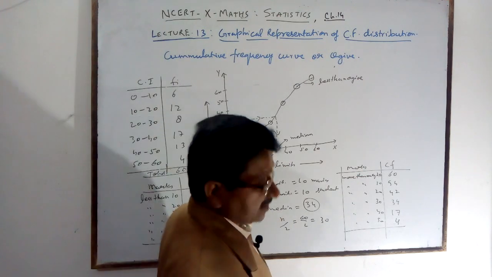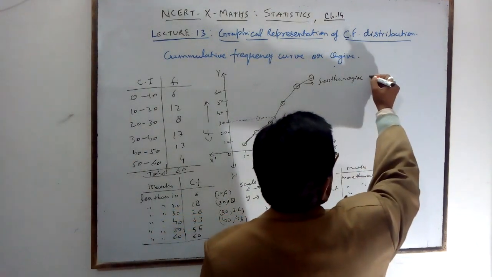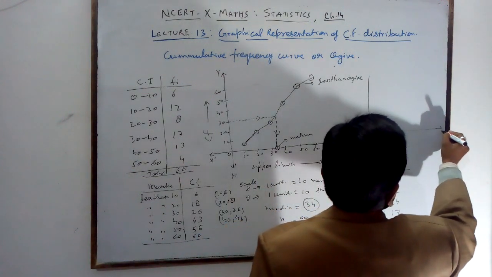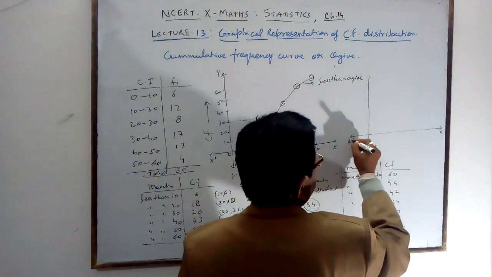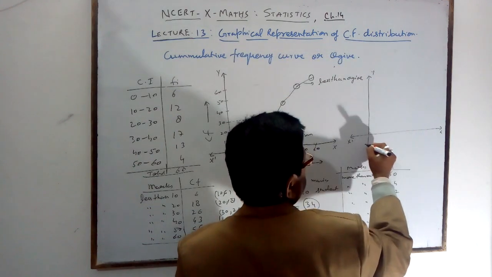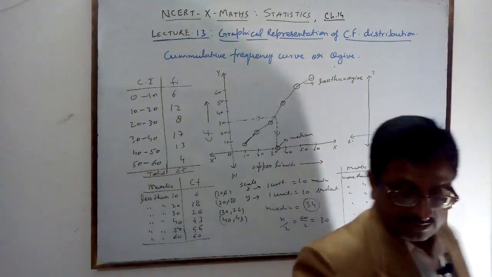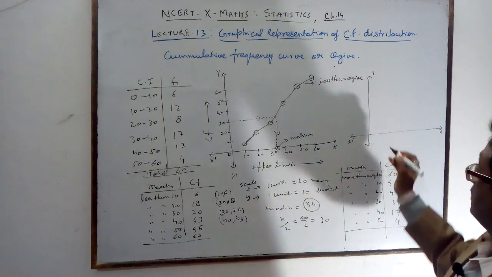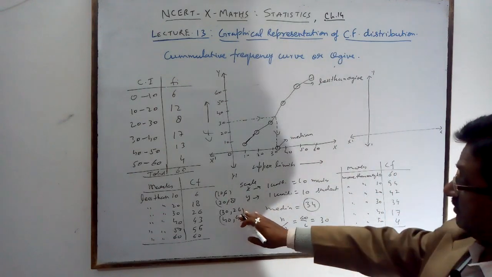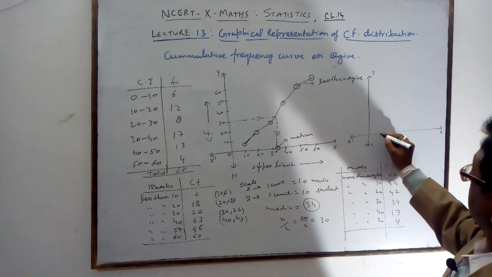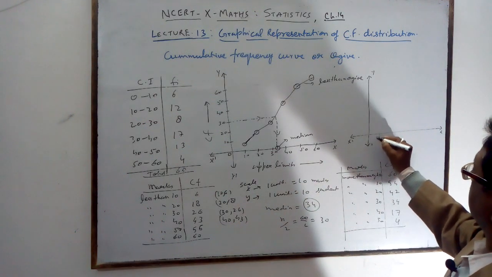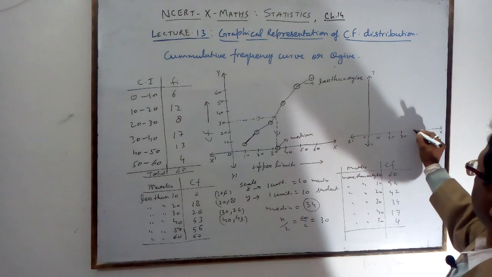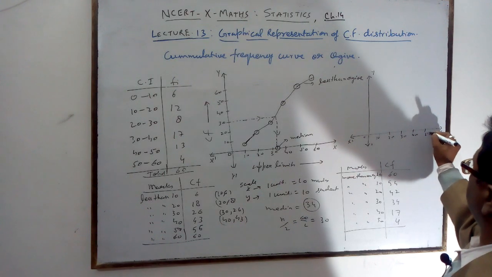So you again plot the graph here. Again make a graph here. X, X dash, Y, Y dash. Again we will put the values here. The scale is the same. What scale have you used here? Here I am writing 10, here 0, 10, 20, 30, 40, 50.